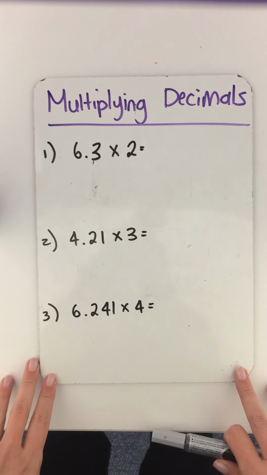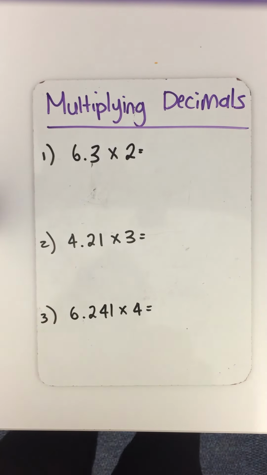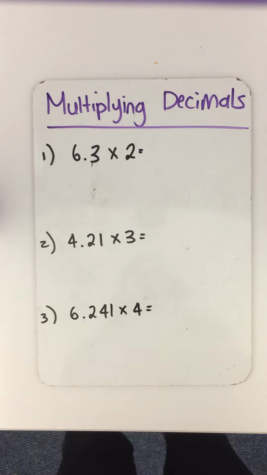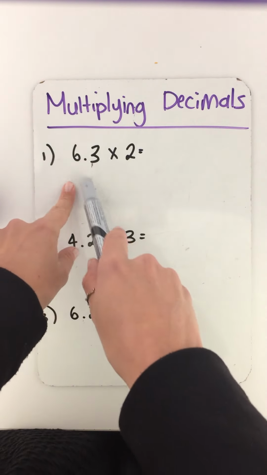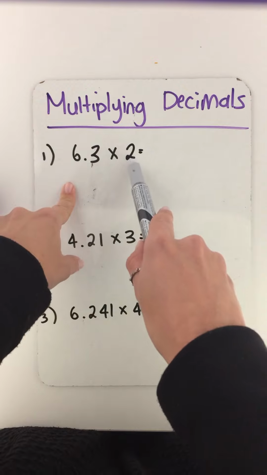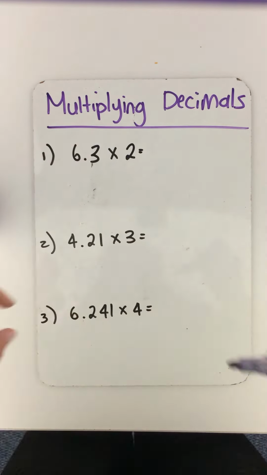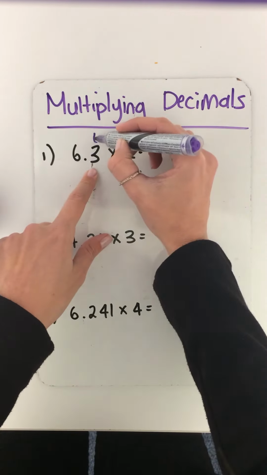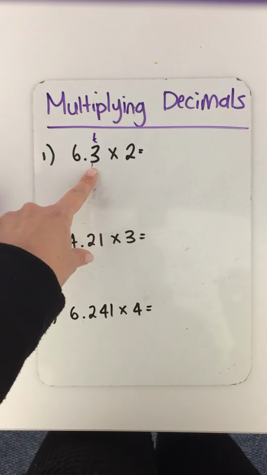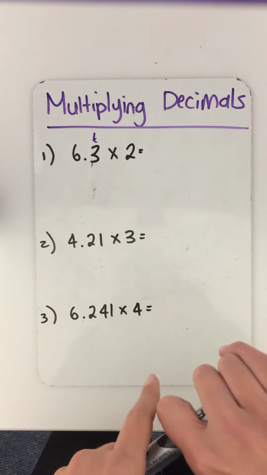In this video, we'll be learning how to multiply decimals by a whole number. In our first example, we have 6.3 multiplied by 2. In this example, I have numbers only up to the 10th place. So it's an easy example and we're going to start with that.